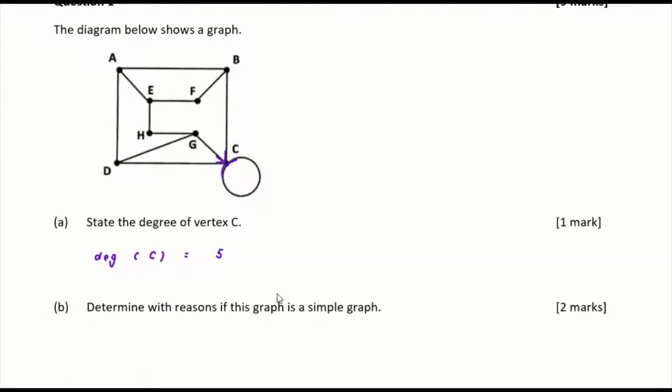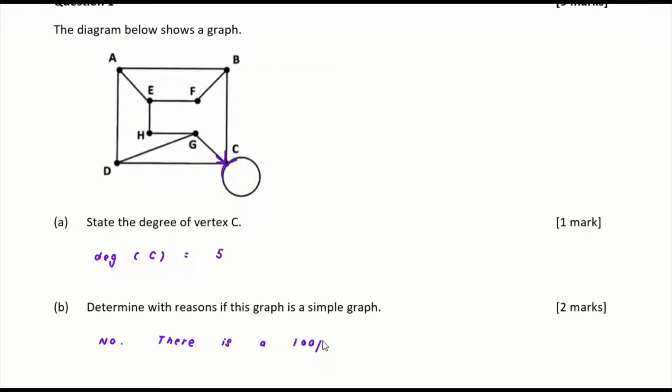Part B, determine with reason if this graph is a simple graph. We know that a graph is only known as a simple graph if there's no direction, no loop and no multiple edges. In this case, you can see that there's a loop at C. So the answer is no. How can you answer that? Because there is a loop at vertex C. As simple as that.